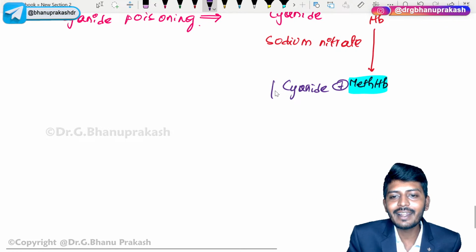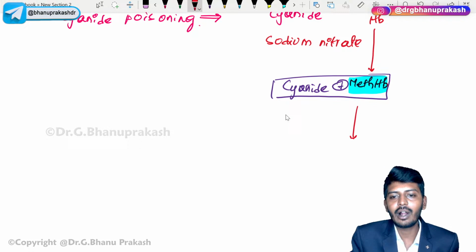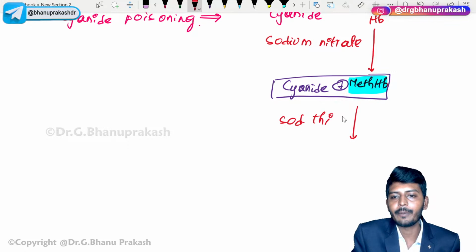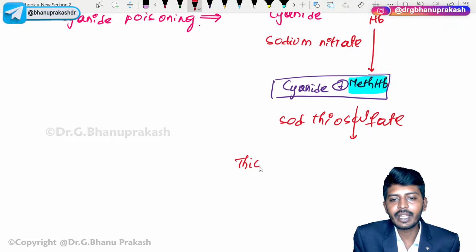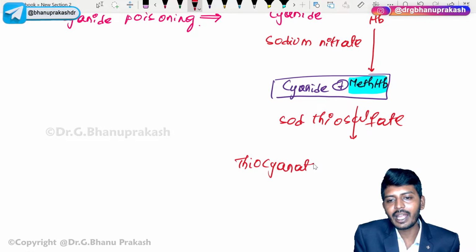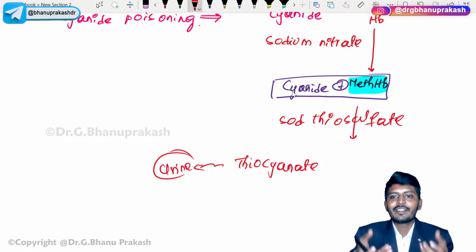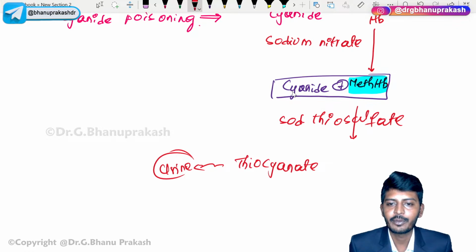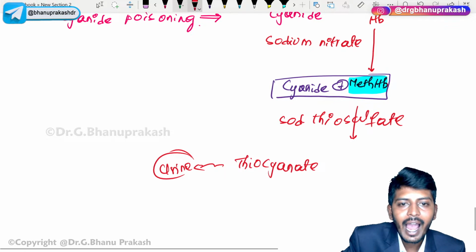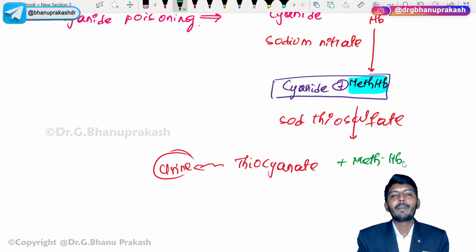Once methemoglobin and cyanide are combined, the next drug we introduce is sodium thiosulfate. As soon as I give sodium thiosulfate, it will create thiocyanate, which later goes into the urine. So first the cyanide was bound by methemoglobin, both close together. Then I added sodium thiosulfate, which forms thiocyanate plus methemoglobin. Now the methemoglobin can be treated or become normal again, so the patient will be out of danger.